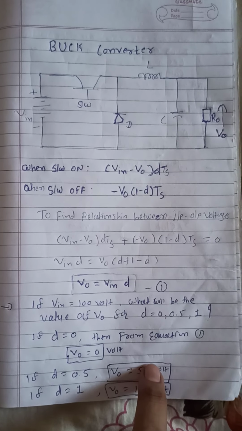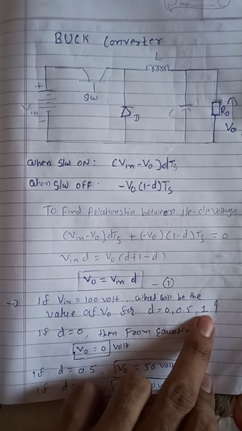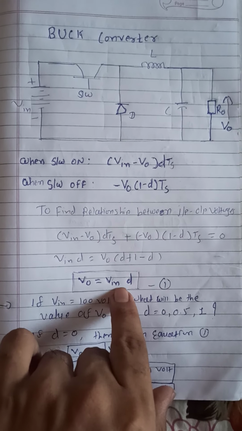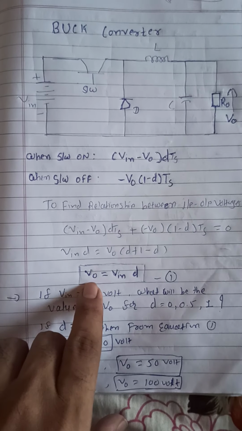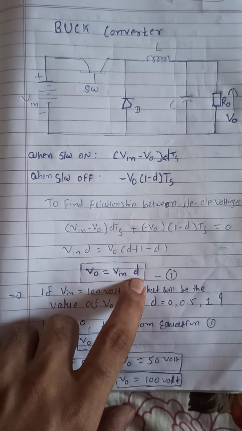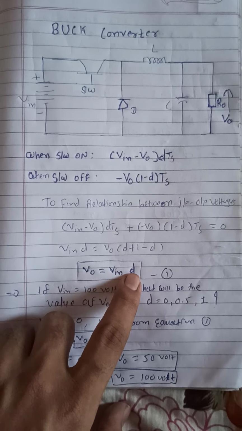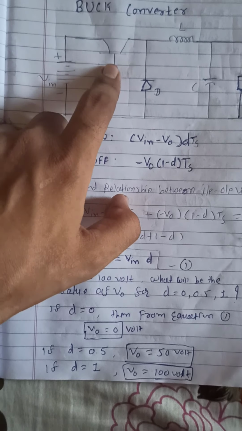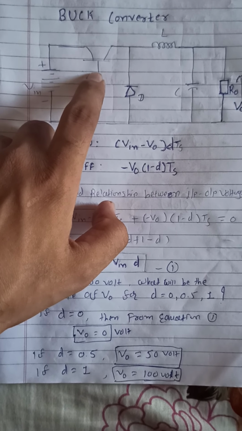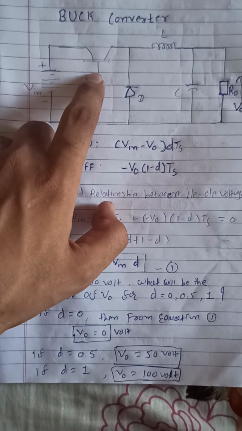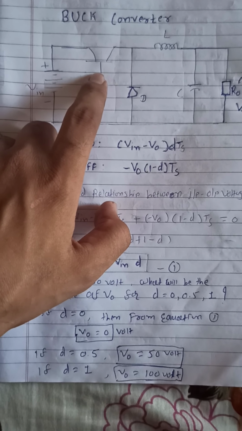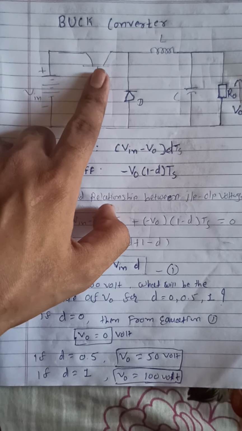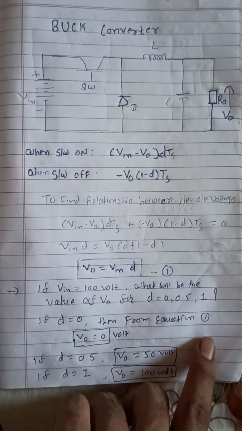Now the third case, D is equal to 1. If you put D equal to 1, you will get V0 equal to V in into 1, meaning 100 into 1, so you will get 100 volt. And what does D equal to 1 indicate? D equals T on upon the total time period, and when D is equal to 1, that means your switch is permanently on.